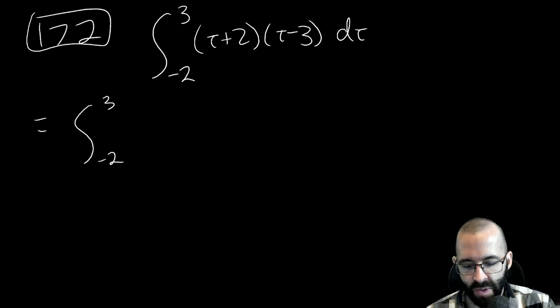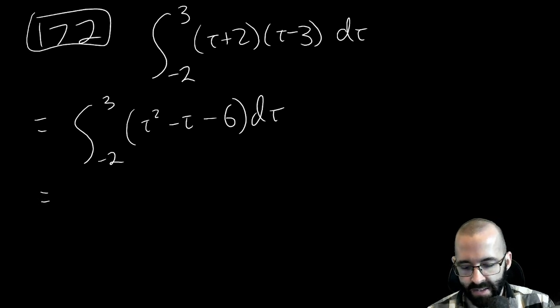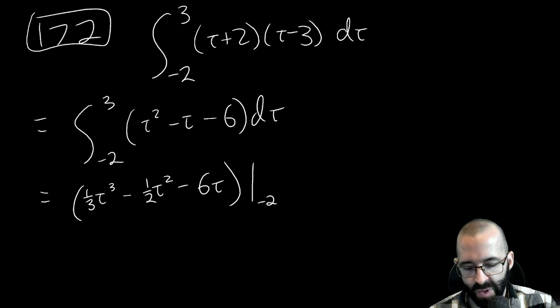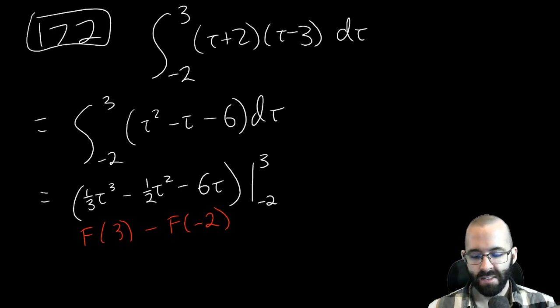Okay, let's simplify this. FOIL this out. We're going to get t squared plus 2t minus 3t is minus t, and then minus 6 is our last one. And now we can use the power rule on this. We'll get t cubed times a third minus t squared times a half minus 6t, all evaluated between -2 and 3. And again, if you want, you can write this as f of 3 minus f of -2, and you can calculate these on the other side.